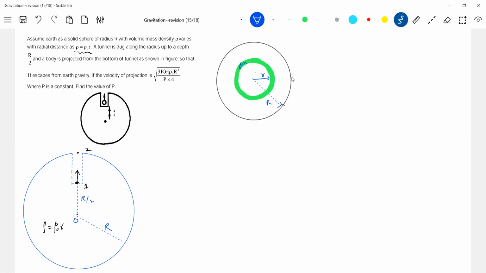So let the mass be dm. What is the mass of the strip? It's not a ring, it's a thin shell. So dm should be equal to rho into 4 pi r square dr. What is rho? Rho naught r. So 4 pi rho naught r cube dr. This is the mass of the thin shell.